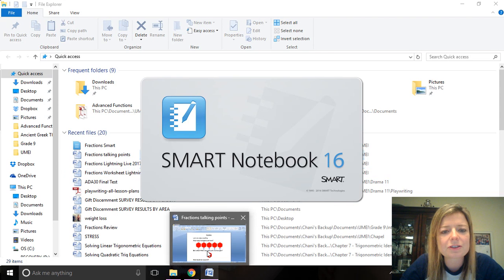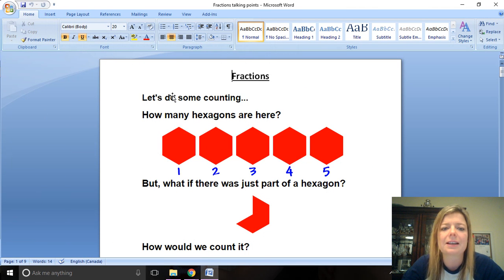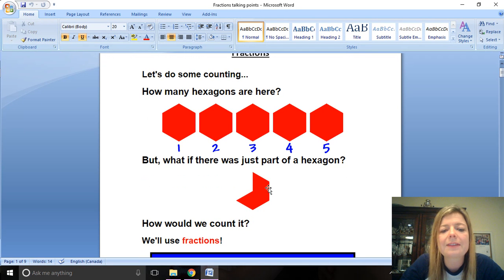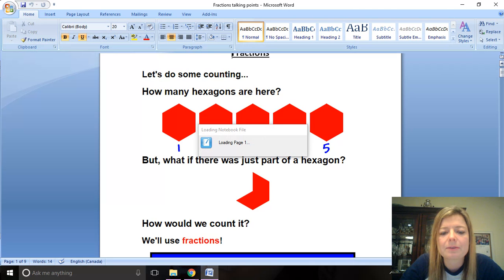Okay, so first let's just talk about what a fraction is here. So it all kind of goes back to counting and what we need to do in order to count everything. So if you look at how many hexagons are here, you can count 1, 2, 3, 4, 5 hexagons. But what if we wanted to just count one part of a hexagon? What if we just had this shape? How would we count it? Well, we wouldn't call that one hexagon, would we? It's not a full hexagon.